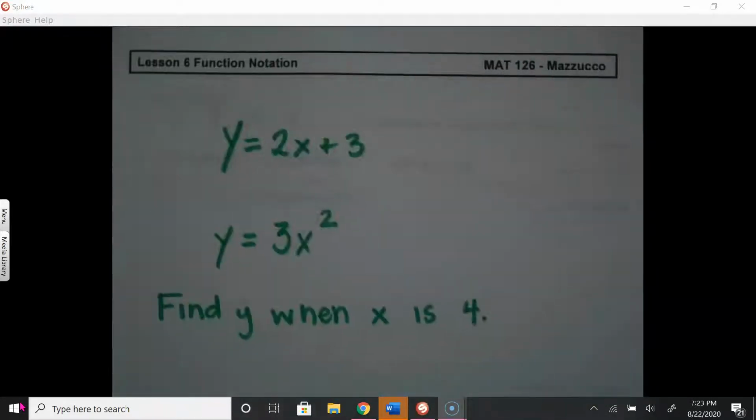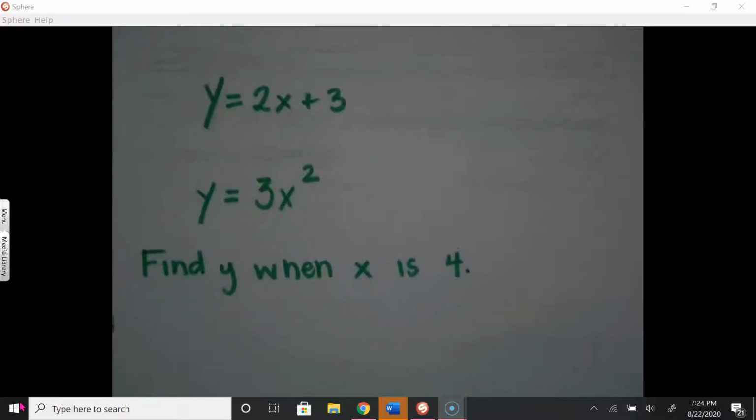So let's say I have these two equations, y equals 2x plus 3 and y equals 3x squared. If I were to say to you, hey, can you find y when x is 4? You would probably say, well, which one am I supposed to use, right? Am I finding this y or this y? There's two different equations here. So that's why we use function notation.